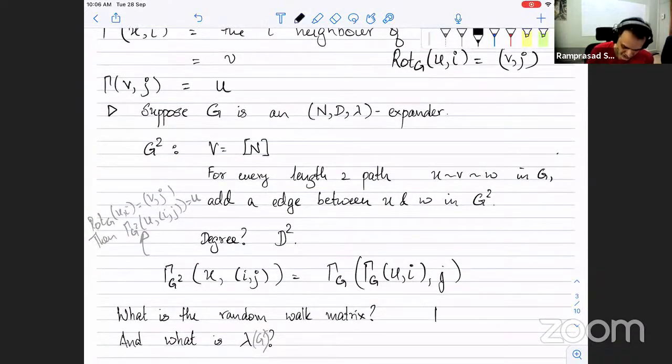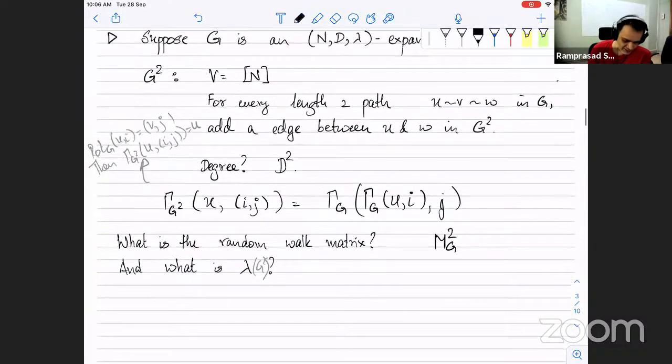It's easy to observe that if M_G is the random walk matrix for G, then the random walk matrix here is just M_G squared. Because what is a step in G squared? You take one step in G followed by another step in G, and you end up wherever you end up. So the random walk is just the square of whatever you have. Since the random walk is the square, what can we now say about lambda of G squared?